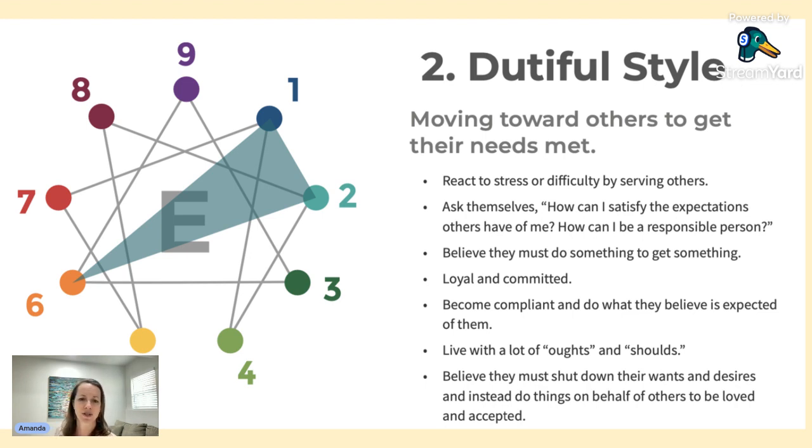They believe they must do something to get something. They are loyal and committed. They become compliant and do what they believe is expected of them. And they live with a lot of oughts and shoulds. And they believe they must shut down their wants and desires and instead do things on behalf of others to be loved and accepted.